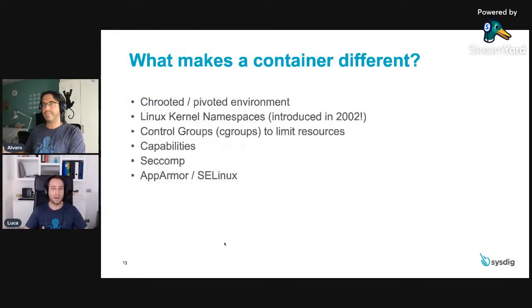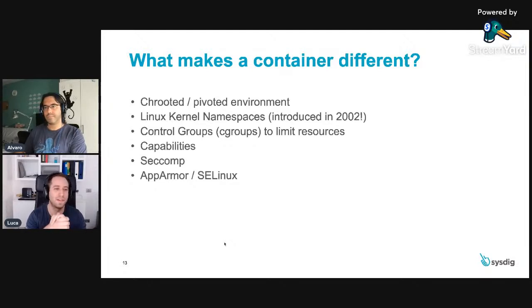We might have heard about some of these names, and each and every one of them is a massive rabbit hole. So let's try to give an overview and see how they work in making our containers. First of all, these are basically Linux kernel technologies that have been put together to make the Linux containers we use today. We might have a pivoted environment, so basically the root directory of our process is somewhere else. That's not the root directory of the entire system.